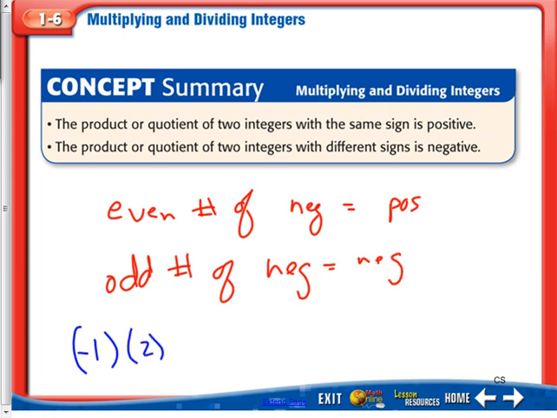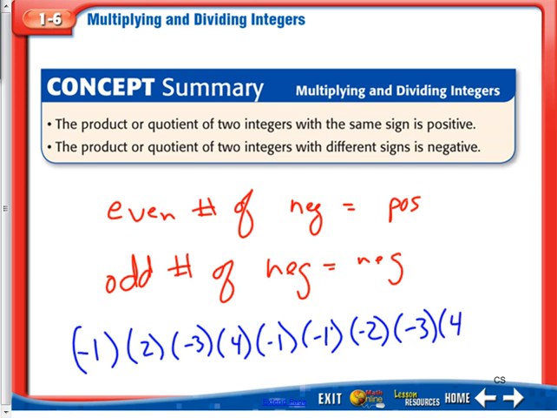times 2 times negative 3 times 4 times negative 1 times negative 1 times negative 2 times negative 3 times 4. Okay, now all you got to do is circle your negatives. Okay, there's 1, 2, 3, 4, 5, 6. Okay, that's an even number. So I know right now my answer is positive, and now all I got to do is multiply all the numbers together. Okay, it's as simple as that. You just got to count your negatives, and if it's even, it's positive. If it's odd, it's negative.